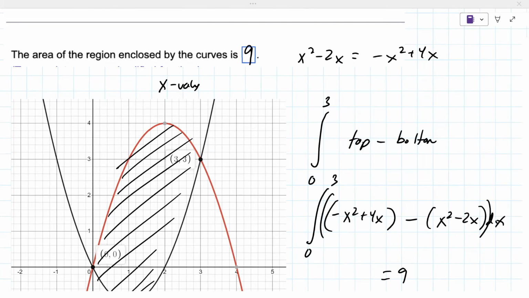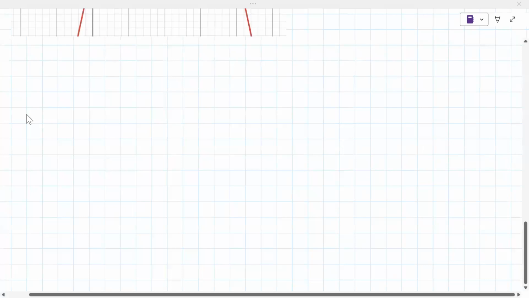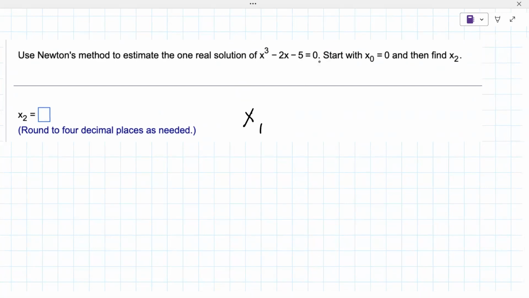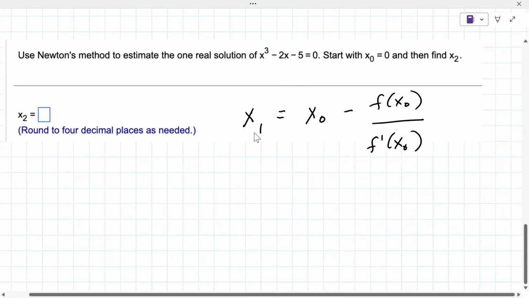So number 31 here. Newton's method. It's a great method. It really is useful in real life. A lot of algorithms use Newton's method, but for a student here, you're really not excited about it. So you have to know this formula. x1 equals x0 minus f of x0 over f prime of x0. So the next one equals the previous one minus the ratio of the function evaluated at that point over the derivative at that point.